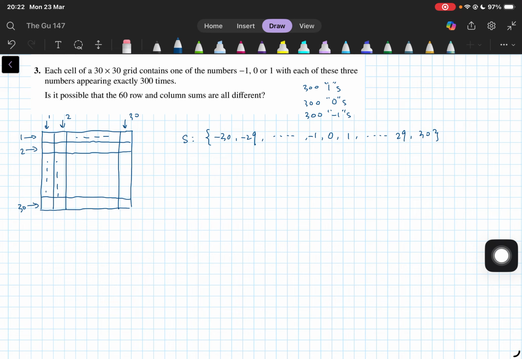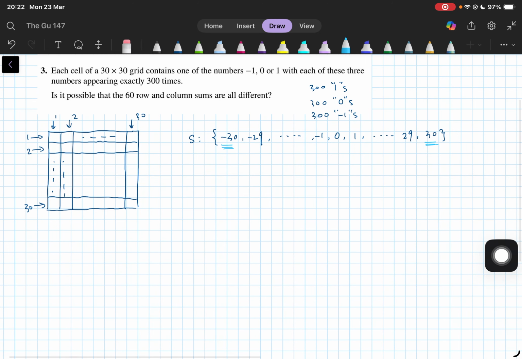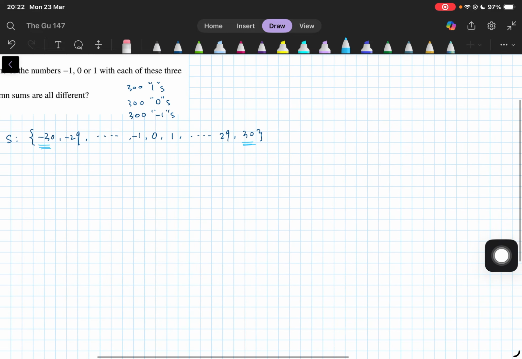But first of all, as a BMO2 candidate, you have to get to the conclusion that, well, if we have 300 ones, 300 zeros, and 300 minus ones filling up in these rows and columns, then the maximum number you can obtain is 30, and the minimum number you can obtain is minus 30. That is fairly obvious because you have 30 ones and 30 minus ones. That will just give you the two extremes. And realistically, you can obtain any single value, integer values obviously, between 30 and minus 30, and that actually gives you 61 numbers.